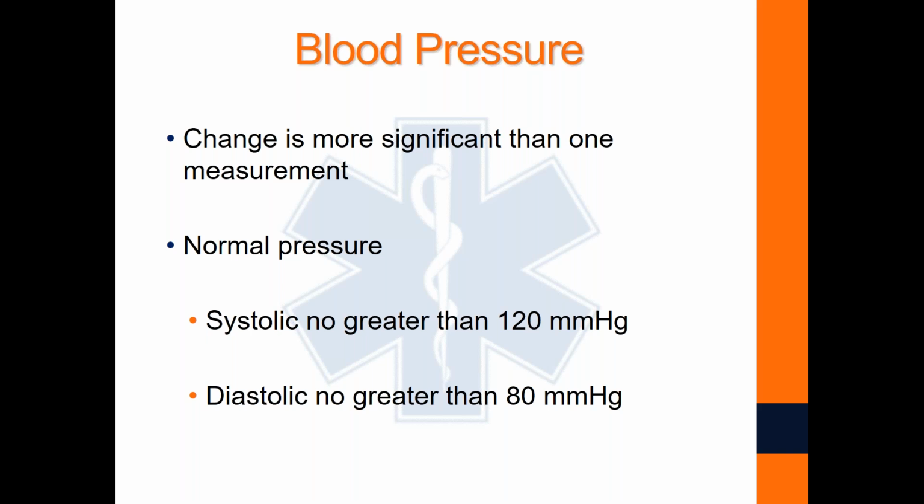Normal blood pressure, remember that is, again, normal with air quotes, is going to be no greater than 120 systolic over 80 diastolic.